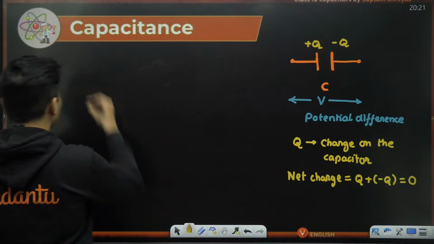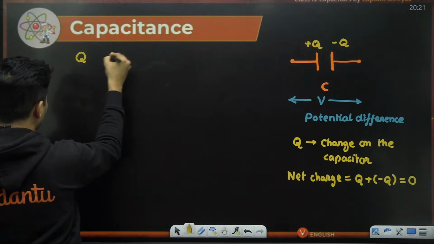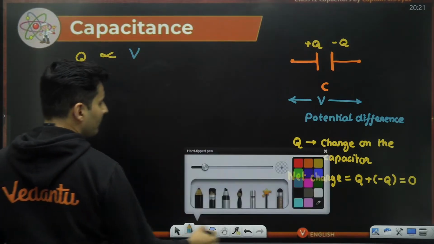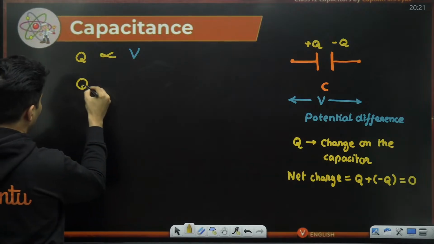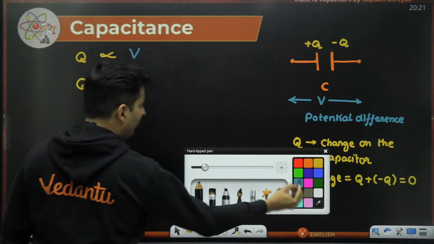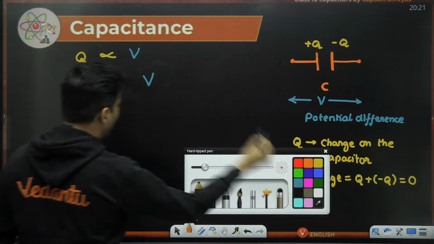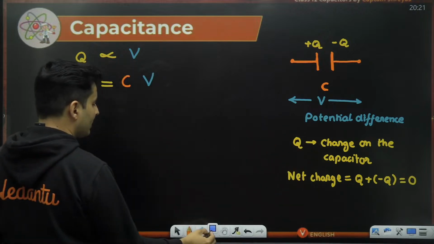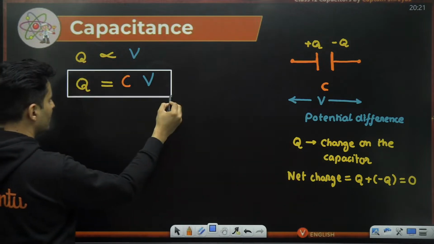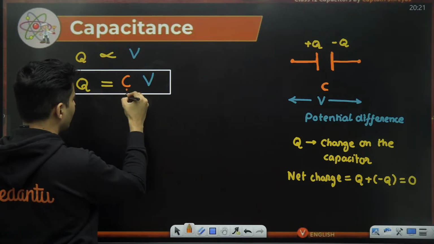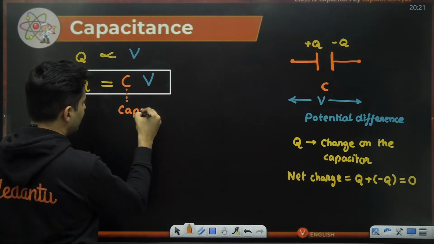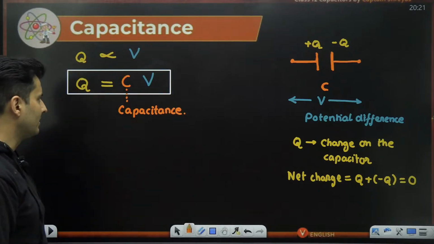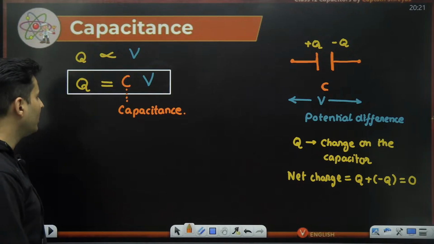So it so happens that this particular charge is found to be directly proportional to the potential difference which you apply, and that constant of proportionality is then called the capacitance. So Q is equal to capacitance times voltage. So this C over here stands for capacitance. Now we can easily find out the unit of capacitance.